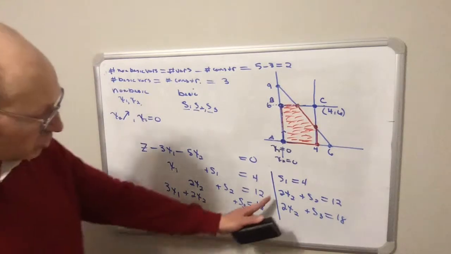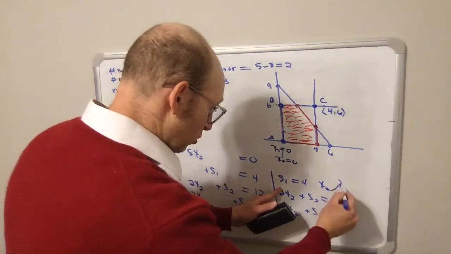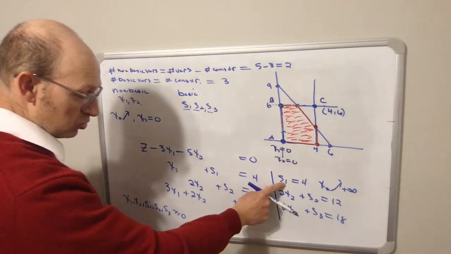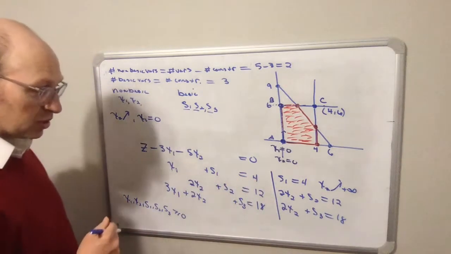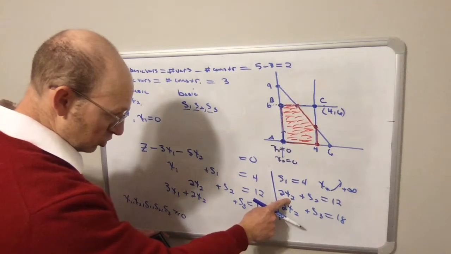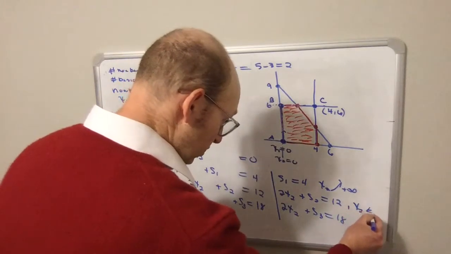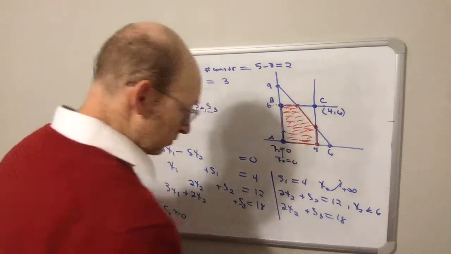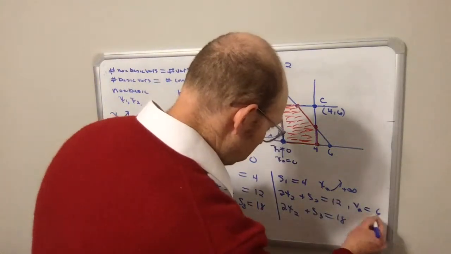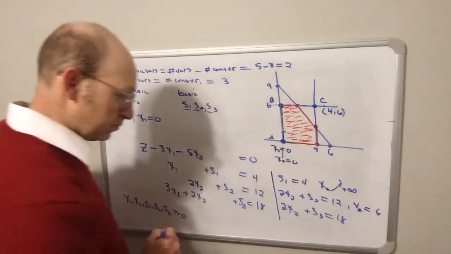So you look at your equations. Here, x2 can go to plus infinity, right? There's no problem. S1 does not depend on x2, so it does not stop x2 from increasing. But here, when x2 is equal to 6, s2 would be 0. So x2 must be less than or equal to 6. Or let's just say x2 is equal to 6. When it's equal to 6, then s2 is 0.